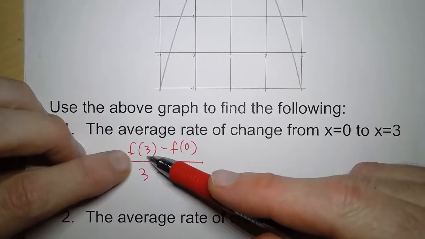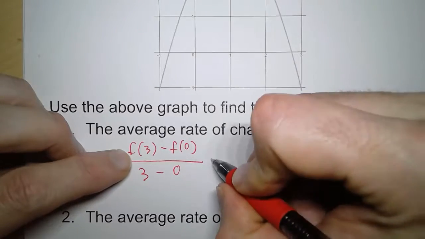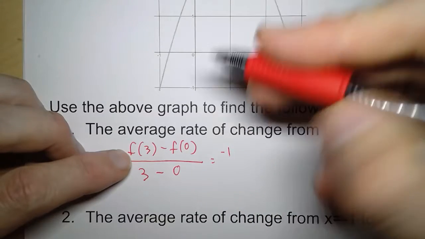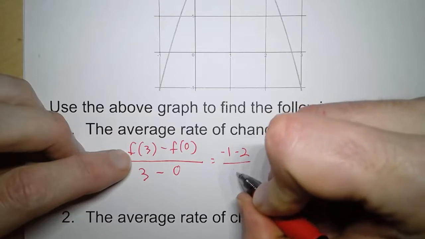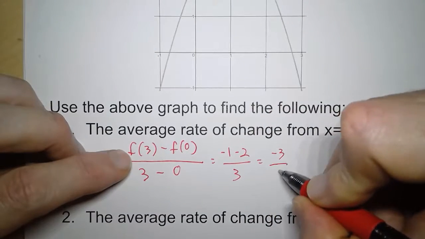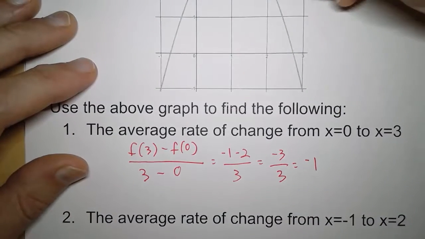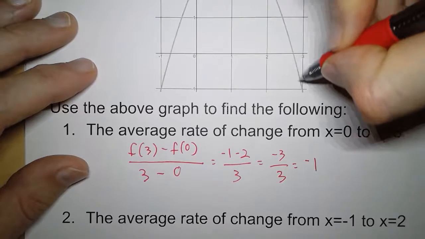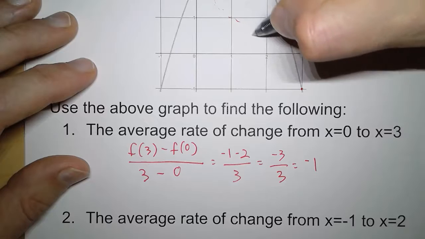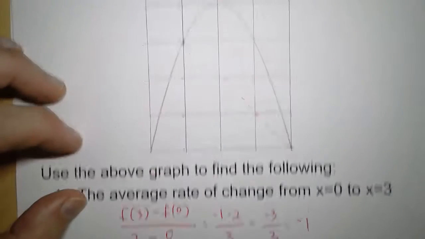So looking at the graph now, we need a value for f of 3. Here's 3, and the value is negative 1. We need f of 0. That value is 2. And 3 minus 0 is 3. So negative 1 minus 2 is negative 3, all over 3. So that value is negative 1. So looking here between 0 and 3, if we were to trace a little line, that line would have a slope of negative 1. So that's what that tells us.